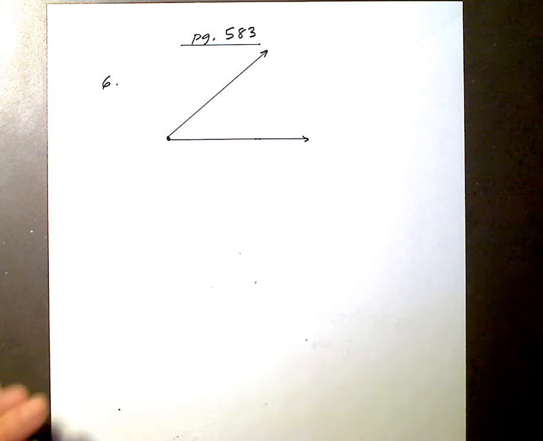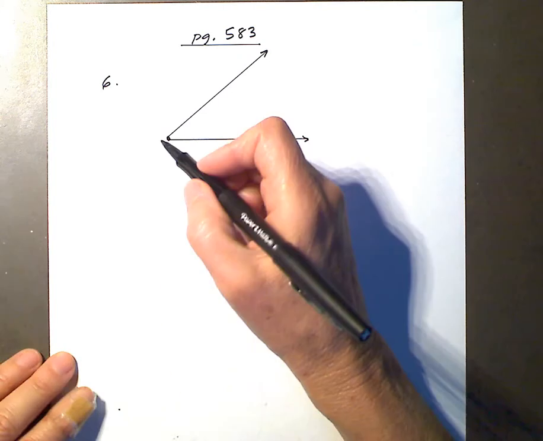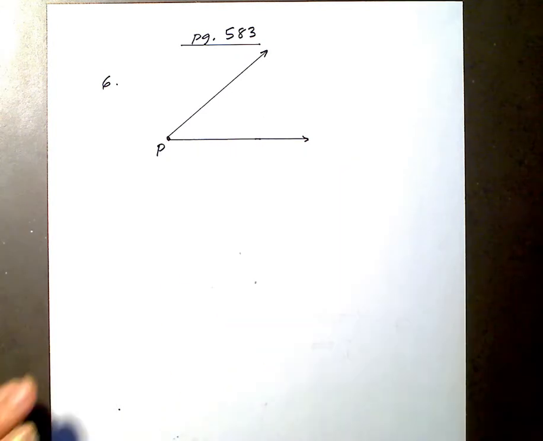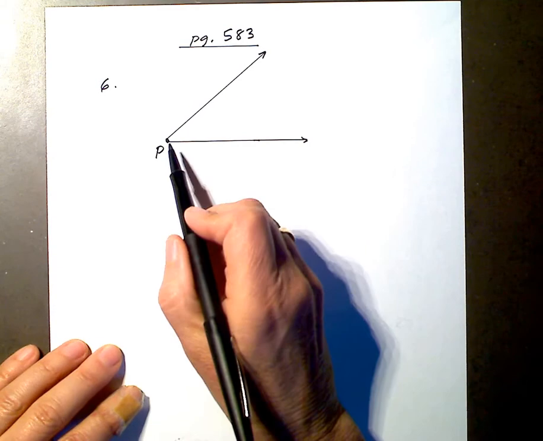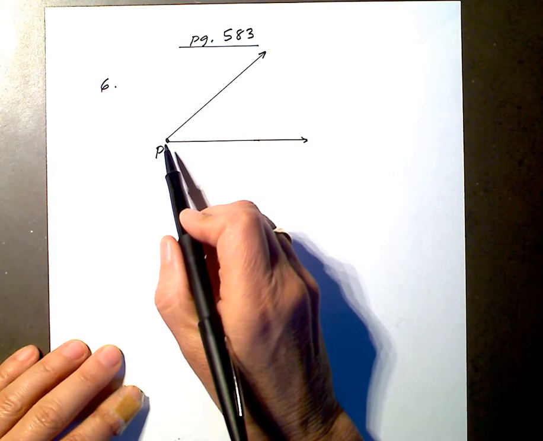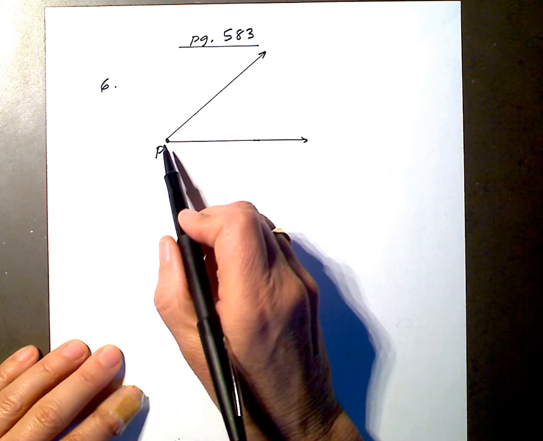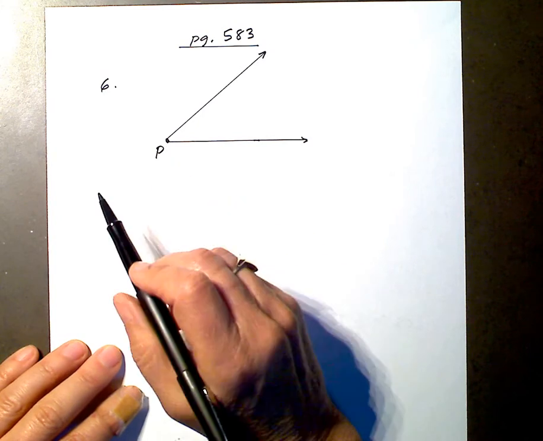Okay, this is word problem number 6 on page 583, and in this problem we have two ships leave the same port, so we'll put that as point P for port. And they leave at the same time and travel straight line courses, and one goes 10 miles an hour and the other 25 miles an hour for 2 hours.